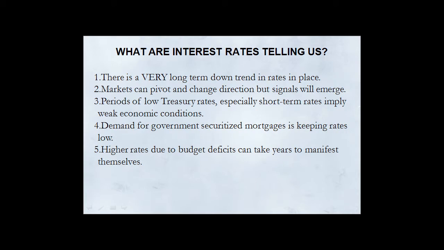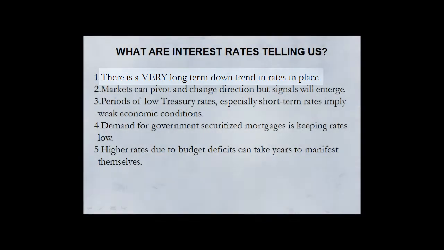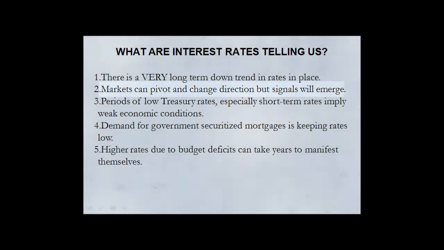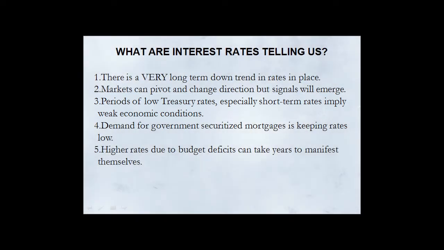So what's this telling us? There is a very deep-seated long-term trend toward lower rates, in place over the last 30-plus years. Now, markets can change, markets can pivot, we can have exogenous events that make this change, but overall we're going to get some notice. We're going to get some market gyrations. We're going to hear some noise, if you will, get some static out of this if this market changes and moves the other direction. Periods of low rates tend to be associated, especially with short-term rates, with weak economic conditions.